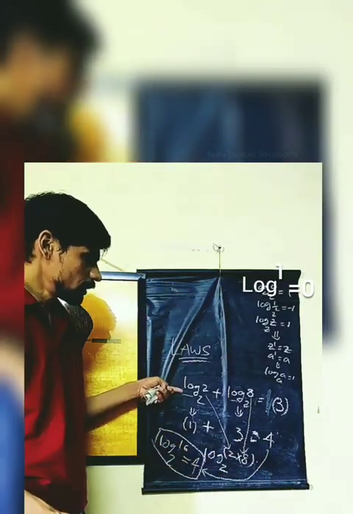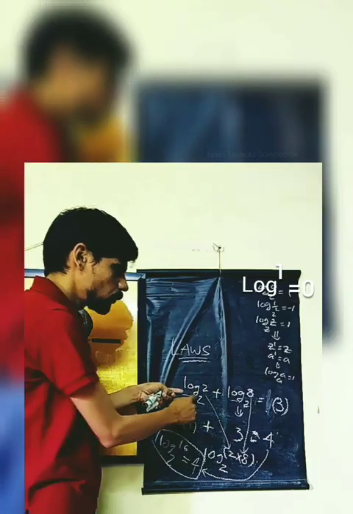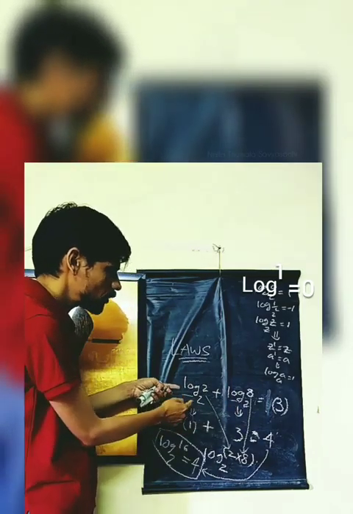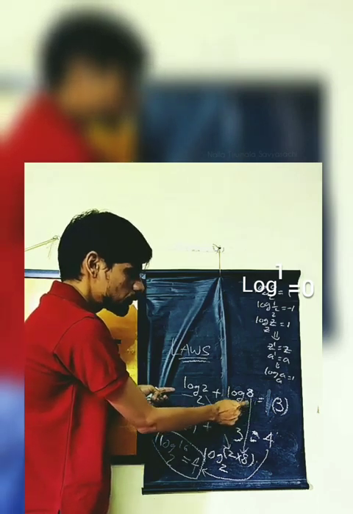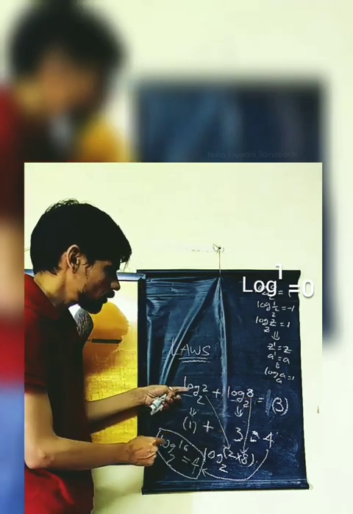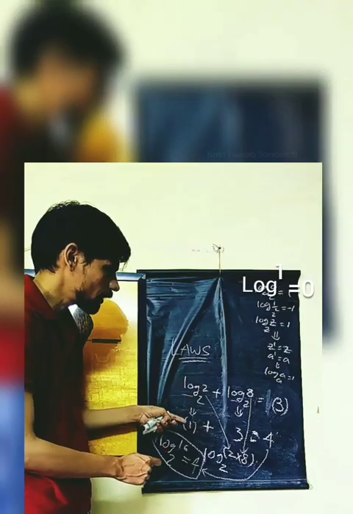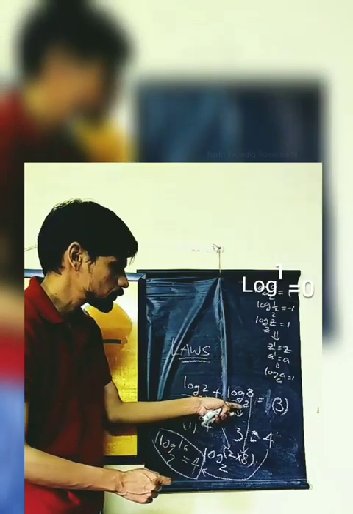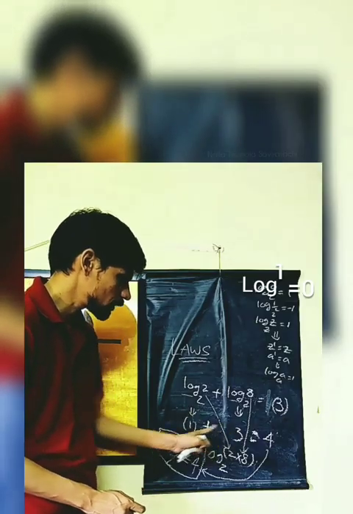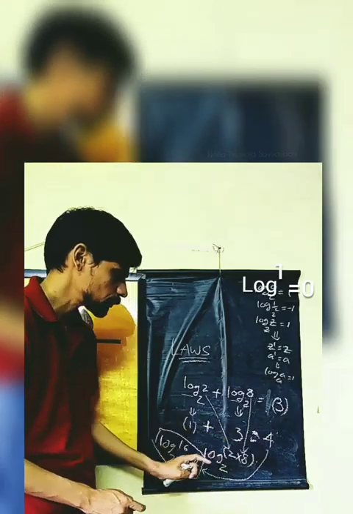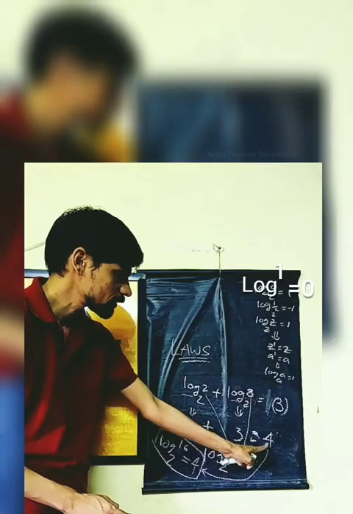Right? Initially I have 2 logarithms. One is log base 2 of 2 and the other one is log base 2 of 8. So log base 2 of 2, the value is 1. Log base 2 of 8, the value is 3. So when I add up these numbers, 1 plus 3 equals 4. Right? My answer is 4.